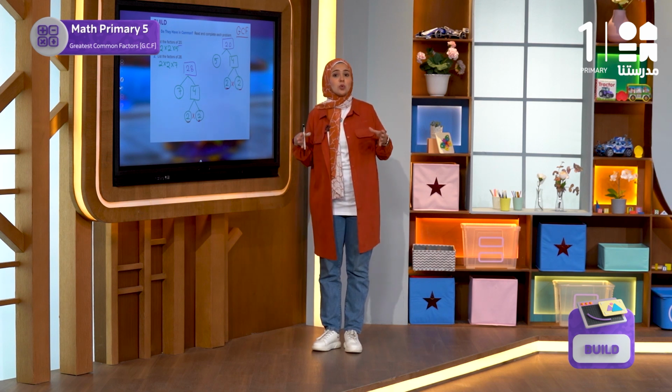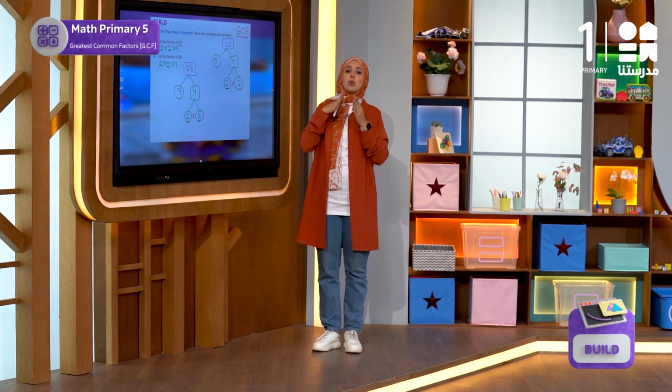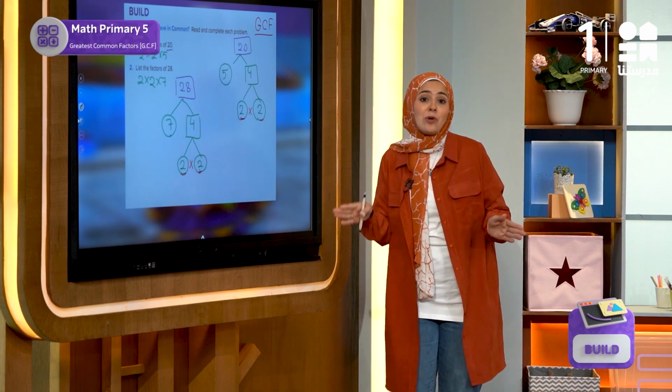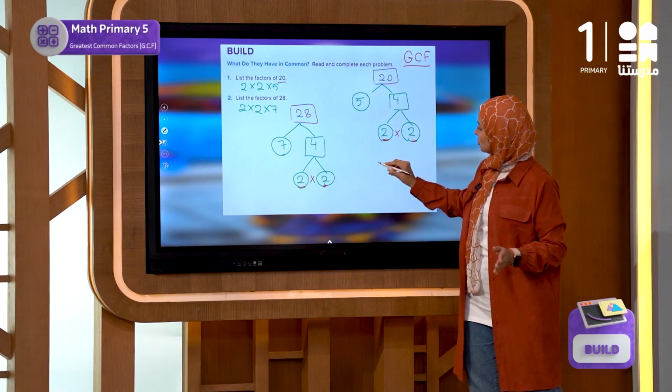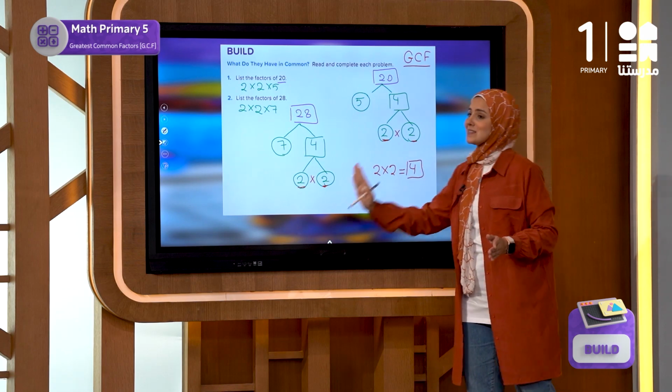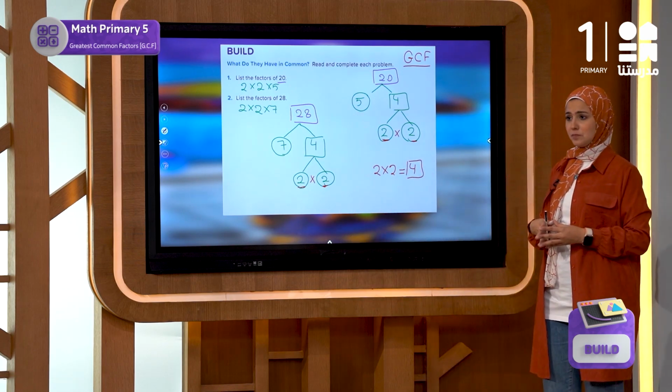Now, at the end, what do we do? I'm going to write only the numbers that give me the greatest common factor by multiplying the common factors. So I have 2 2's, so I multiply them, then the answer is 4. So this is the greatest common factor.